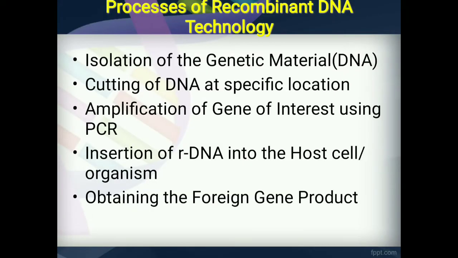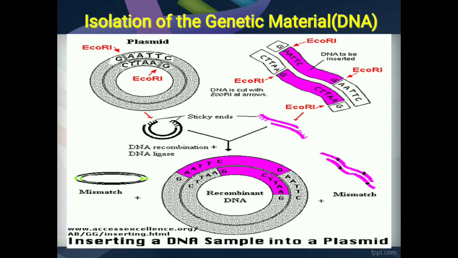The process of recombinant DNA technology is: isolation of the genetic material, that is the DNA, from the donor; cutting of DNA at specific locations using molecular scissors like enzymes; amplification of the gene of interest using PCR; insertion of rDNA into the host cell or organism; and obtaining the foreign gene product.